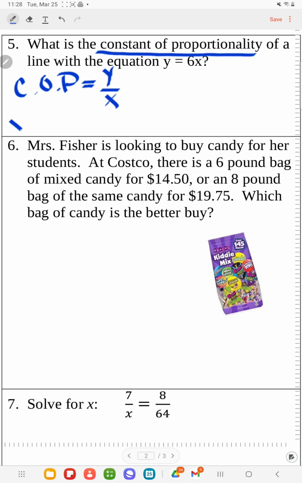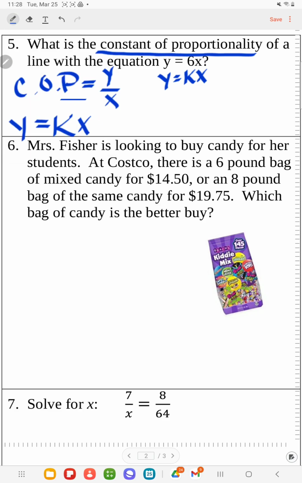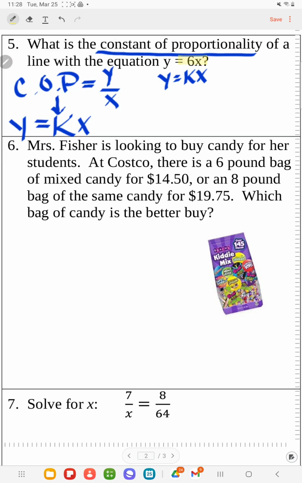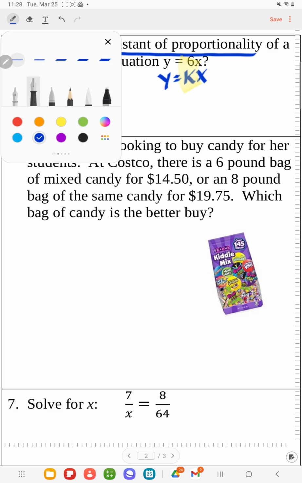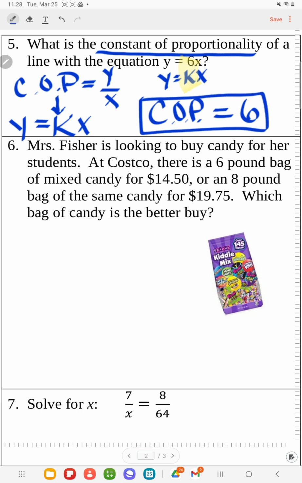No. I'm going to use the equation of a line, which I know is y equals kx. And if I write that exactly under here, you should be able to pretty clearly see the value for k, which is the constant of proportionality. So in this case, it's just a 6. So constant of proportionality equals 6. That's all. Right out of the equation.